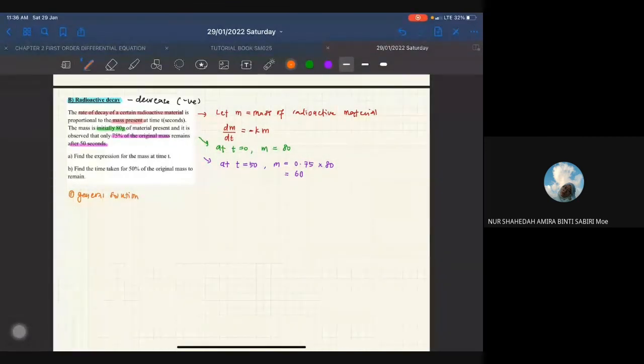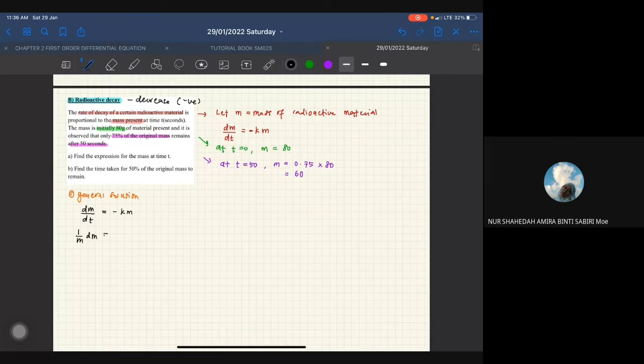Okay, so jom. Macam mana nak dapatkan general solution? So, kita akan guna first information, dm/dt is equal to negative km. Okay, so we can use separable variable. So, m belah kiri, t belah kanan. So, you get 1 over m dm is equal to negative k dt.